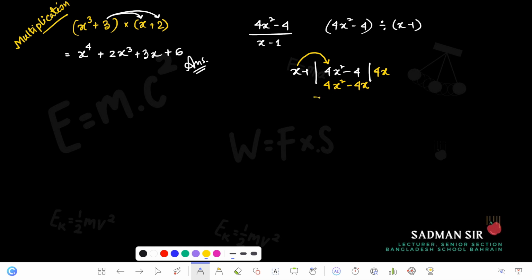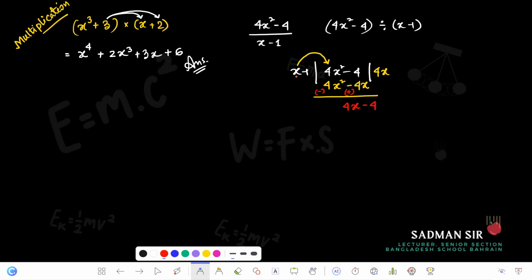Now if you are subtracting, you know that we have to do the subtraction here, right? So the sign will be changed here. So plus 4x square minus 4x square, they will cancel each other, and what we have is positive 4x, and then here we have minus 4.